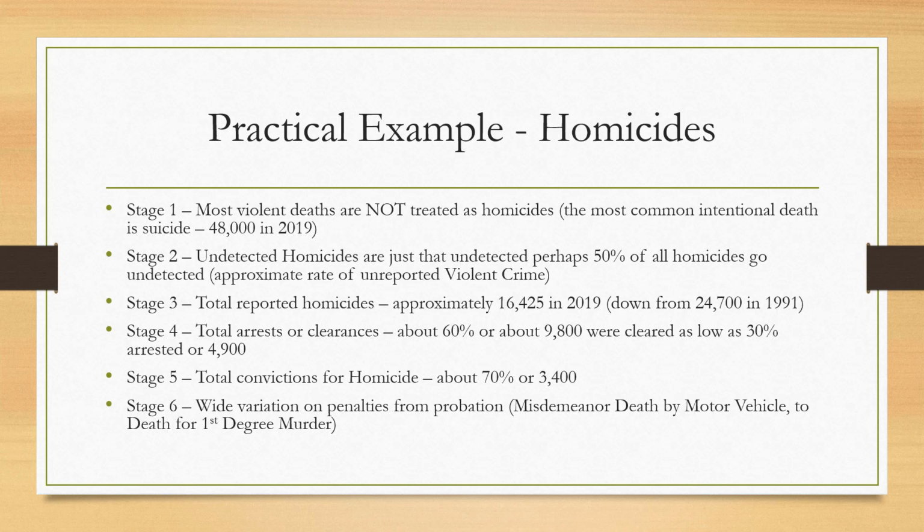The total reported homicides in 2019 was about 16,000. Now you'll notice again that's down significantly from the 1990s. Then we have, did anybody get arrested or cleared? So we clear about 60% of those. So some way or another we figured out. We arrest about 5,000 people a year. So about 30% of people get arrested.